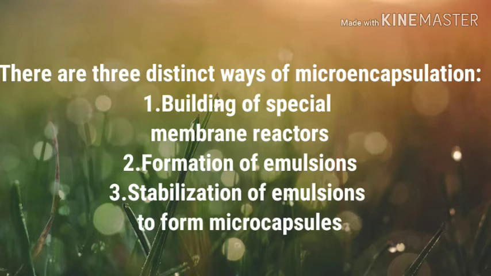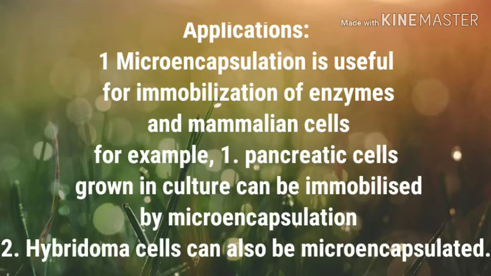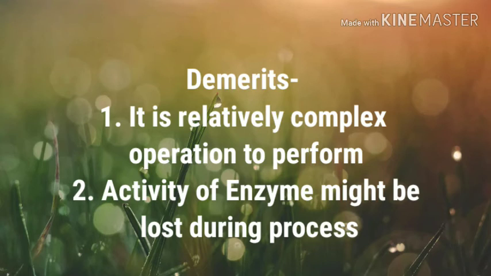1. Building of special membrane reactors. 2. Formation of emulsions. 3. Stabilization of emulsions to form microcapsules. Applications. Microencapsulation is useful for immobilization of enzymes and mammalian cells. For example, pancreatic cells grown in culture can be immobilized by microencapsulation. Hybridoma cells can also be microencapsulated. Demerits. It is a relatively complex operation to perform. Activity of enzyme might be lost during the process.